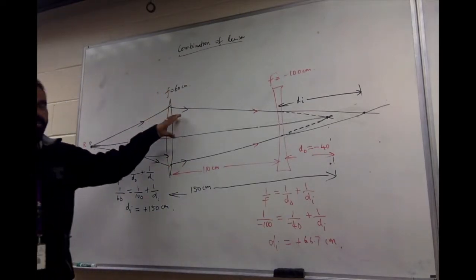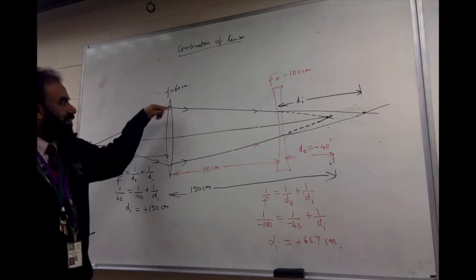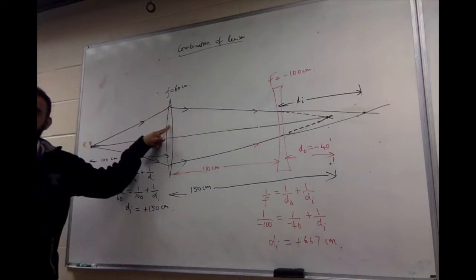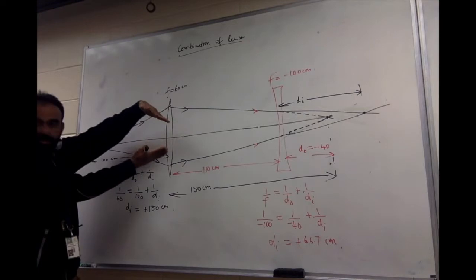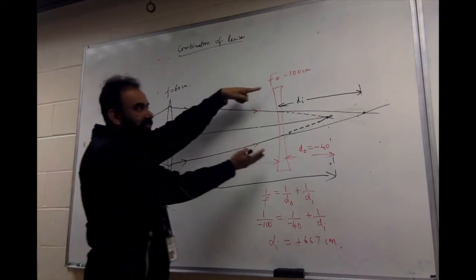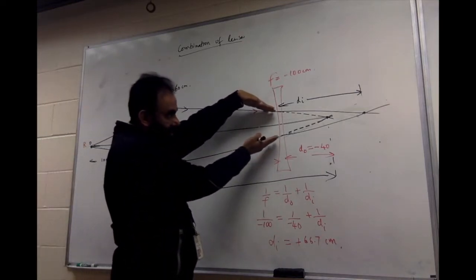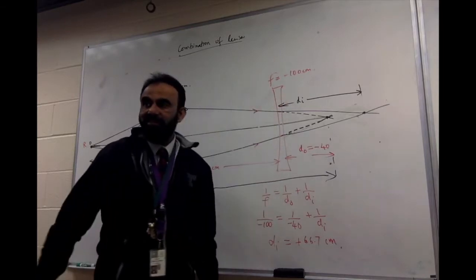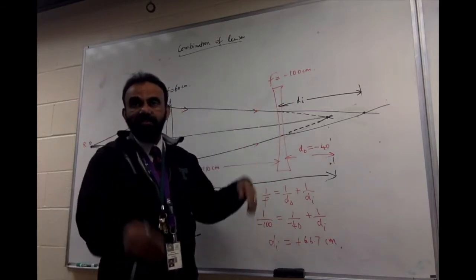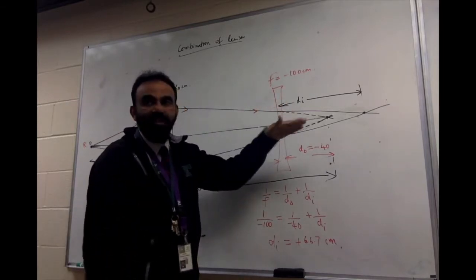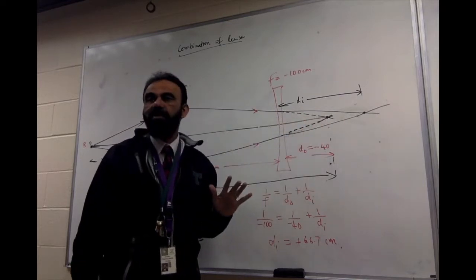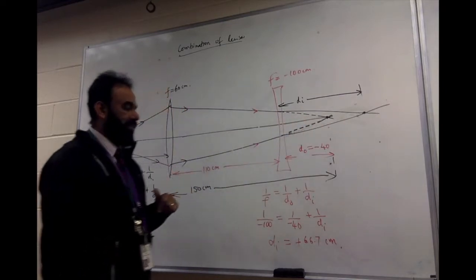So you can see the action of this. What is the function of this lens? To converge. So you can see it's converging. And what is the function of this lens? Diverge. So it is diverging the rays a bit, but not too much. It's diverging a little bit, but still it ends up meeting on the other side. So you got the answer.